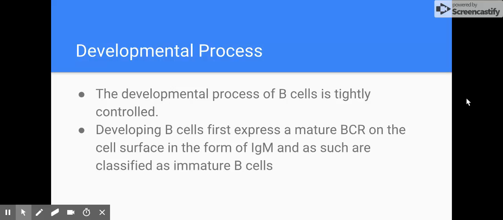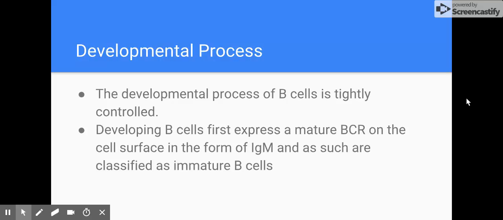cell fate. Developing B cells first express a mature BCR on the cell surface in the form of IgM, and as such are classified as immature B cells. It is at the immature B cell stage that the BCR is tested for the first time for reactivity against autoantigens. This test can determine whether the immature B cell and the antibody it expresses on the surface will be selected into the peripheral B cell repertoire.